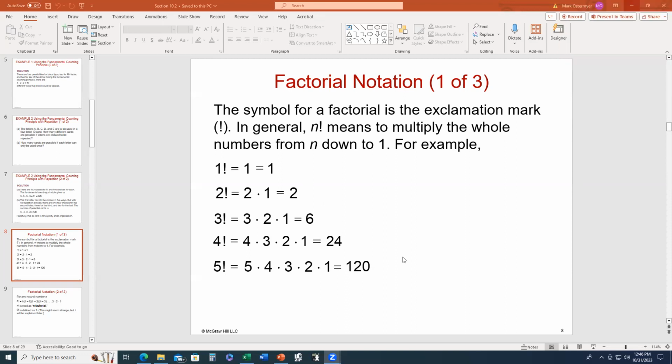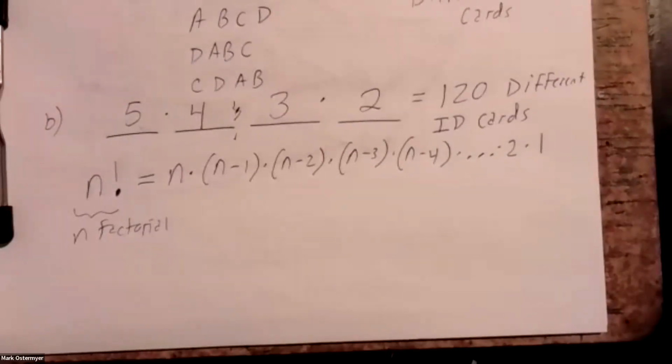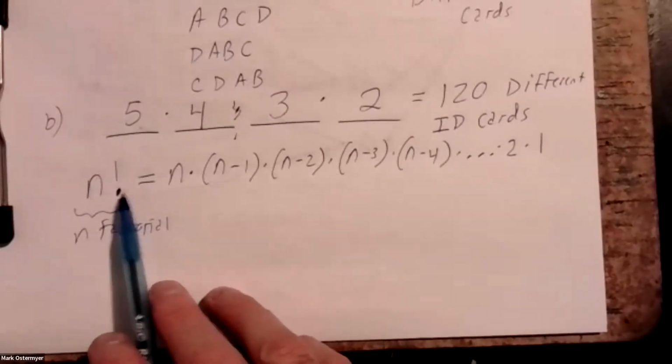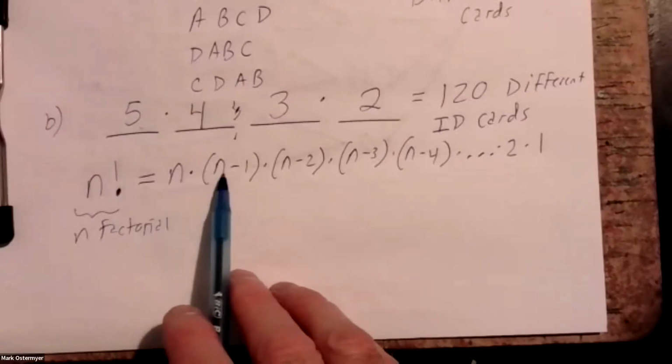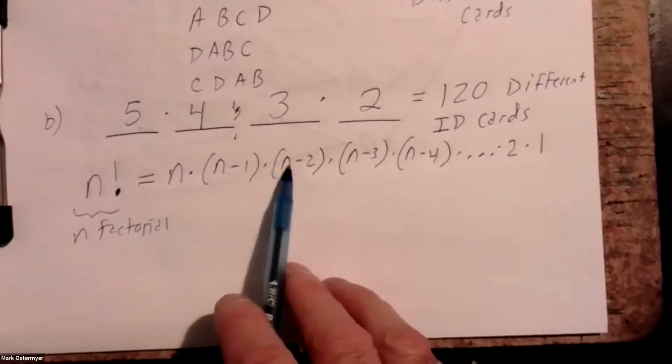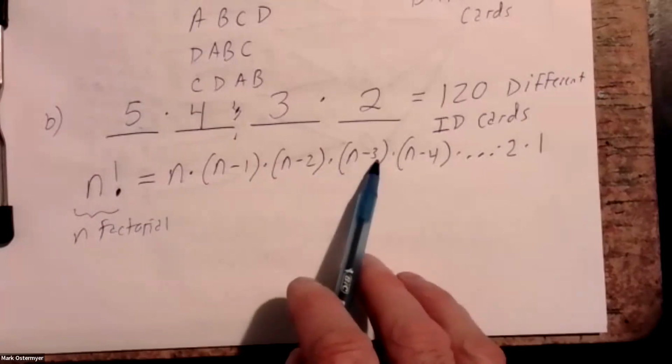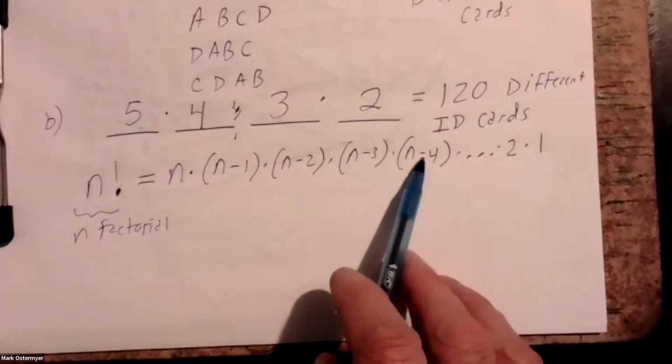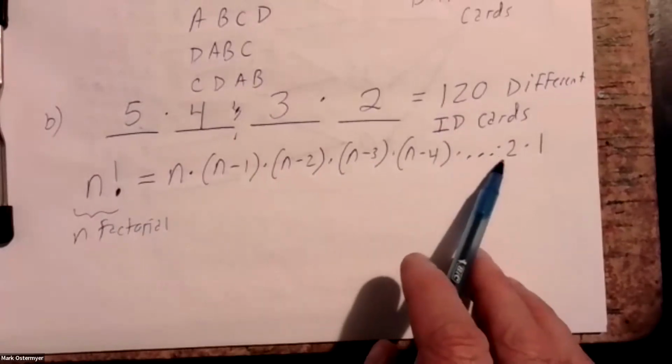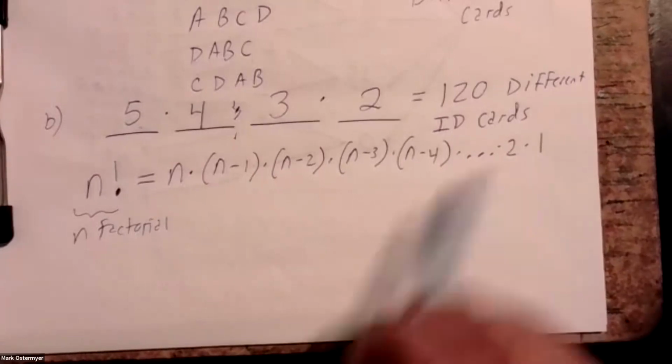Can you go back over that, please? All right, well, by definition, what is n factorial? n factorial is always equal to n times n decreased by 1 times n decreased by 2 times n decreased by 3 times n decreased by 4 times ... all the way to get down to times 2 times 1.